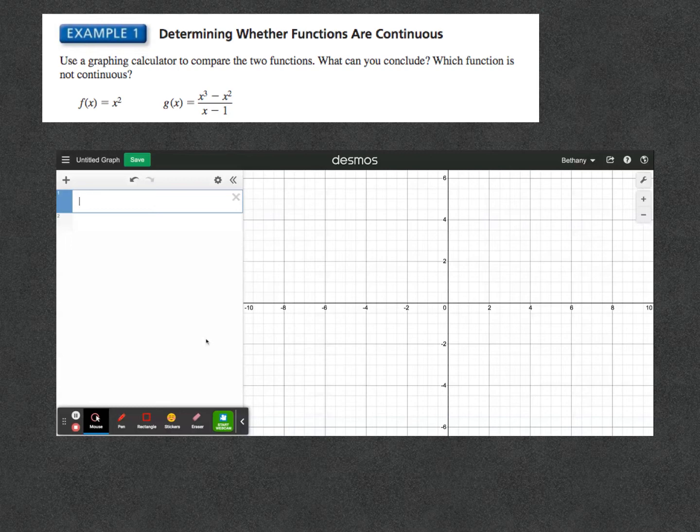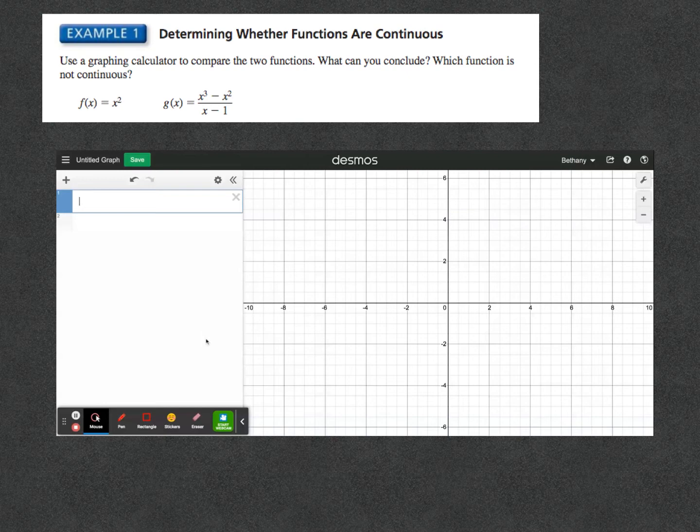So what we see right here is these two functions look identical. The reason why they look identical is because this numerator right here can actually be simplified into x squared times x minus 1 if we were able to factor, which we can. Okay? So this gives us this function right here. And there we go. So it is saying we have two continuous functions.